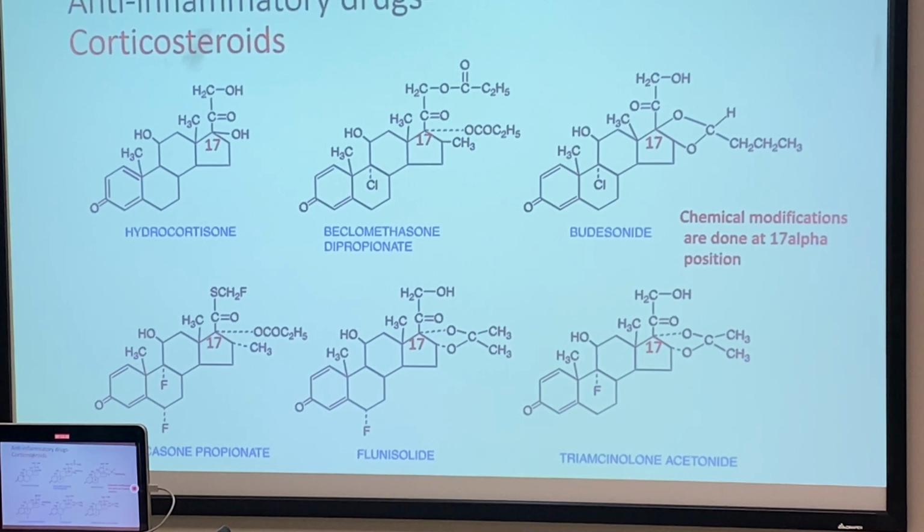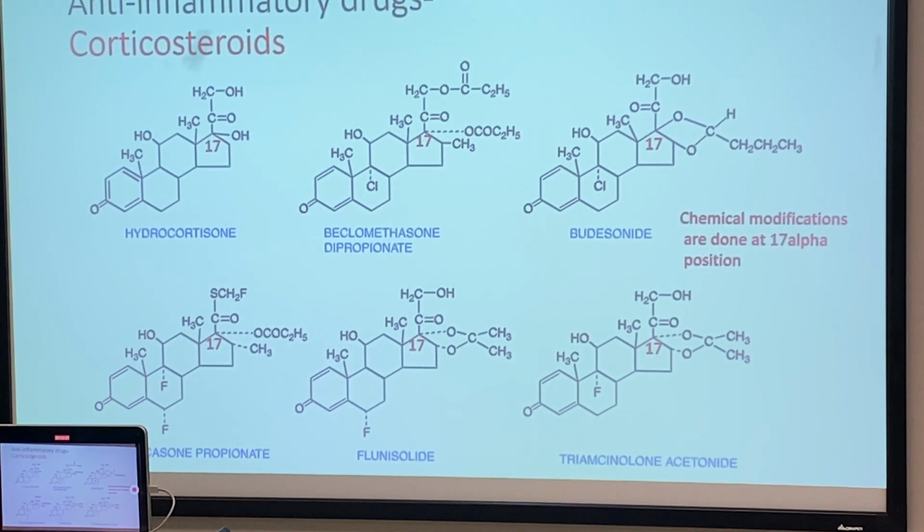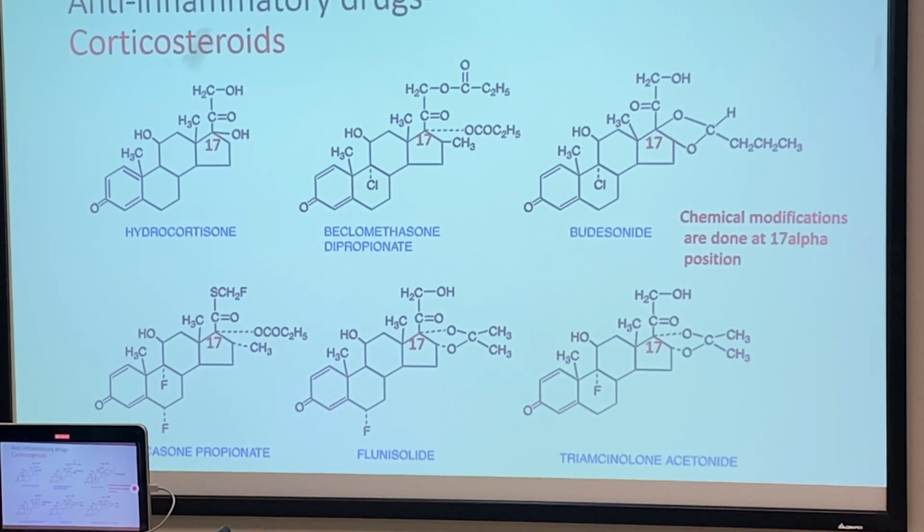There is a chemical modification involved, and that chemical modification occurs at the 17th position. As you see here, the typical ones don't have any, whereas the modified ones have different functional groups added at the 17th position. That will make these corticosteroids better inhalers compared to the traditional dexamethasone or prednisone, etc.